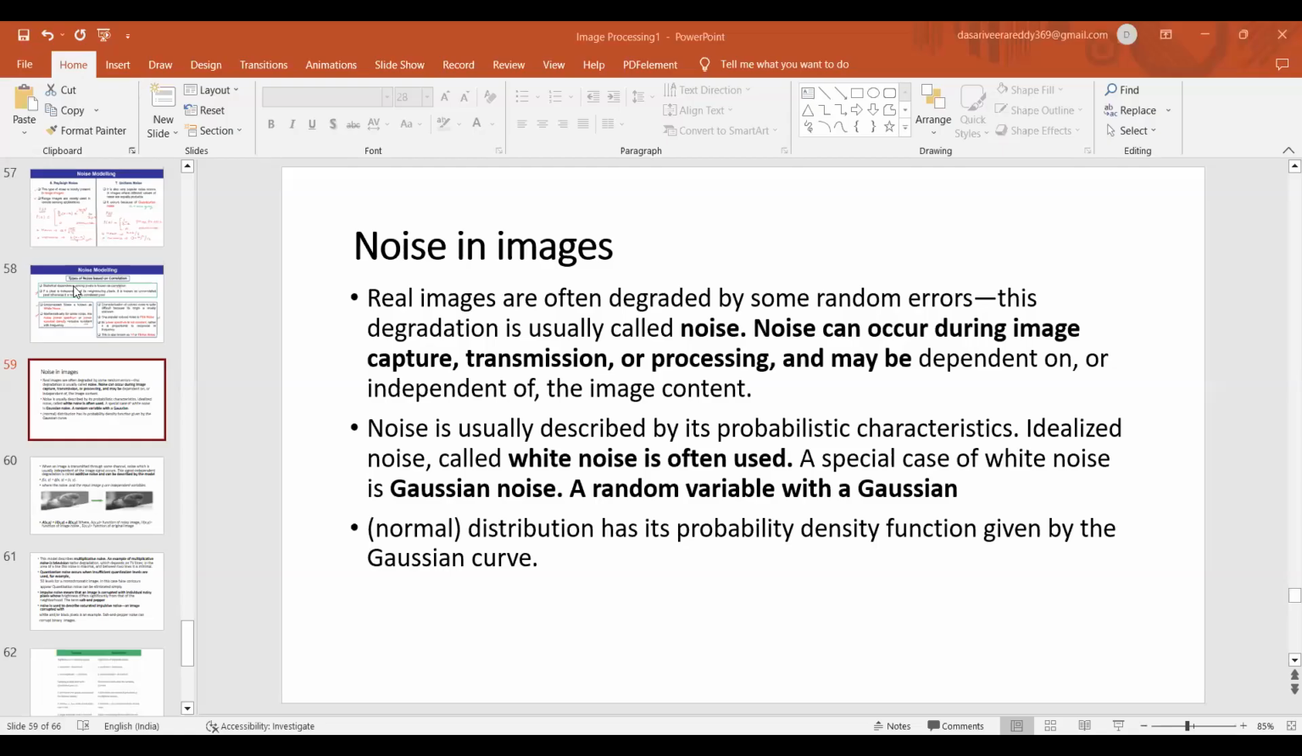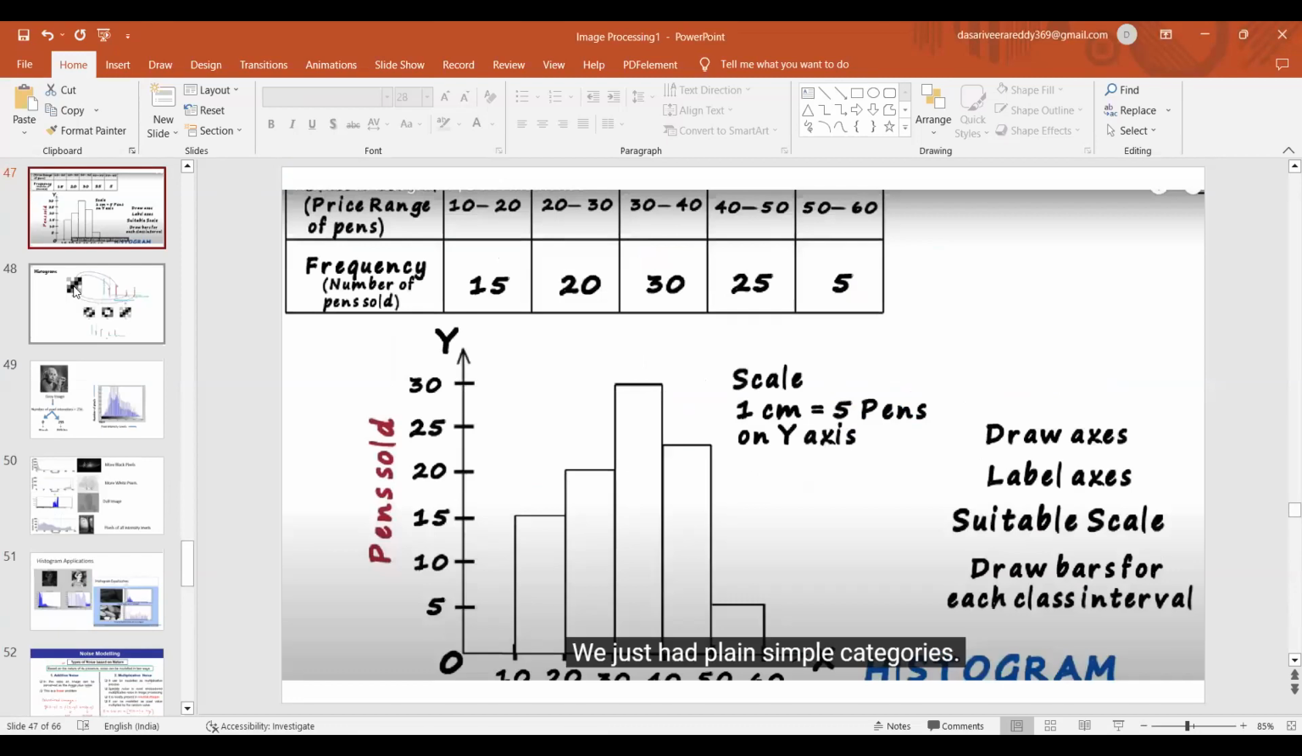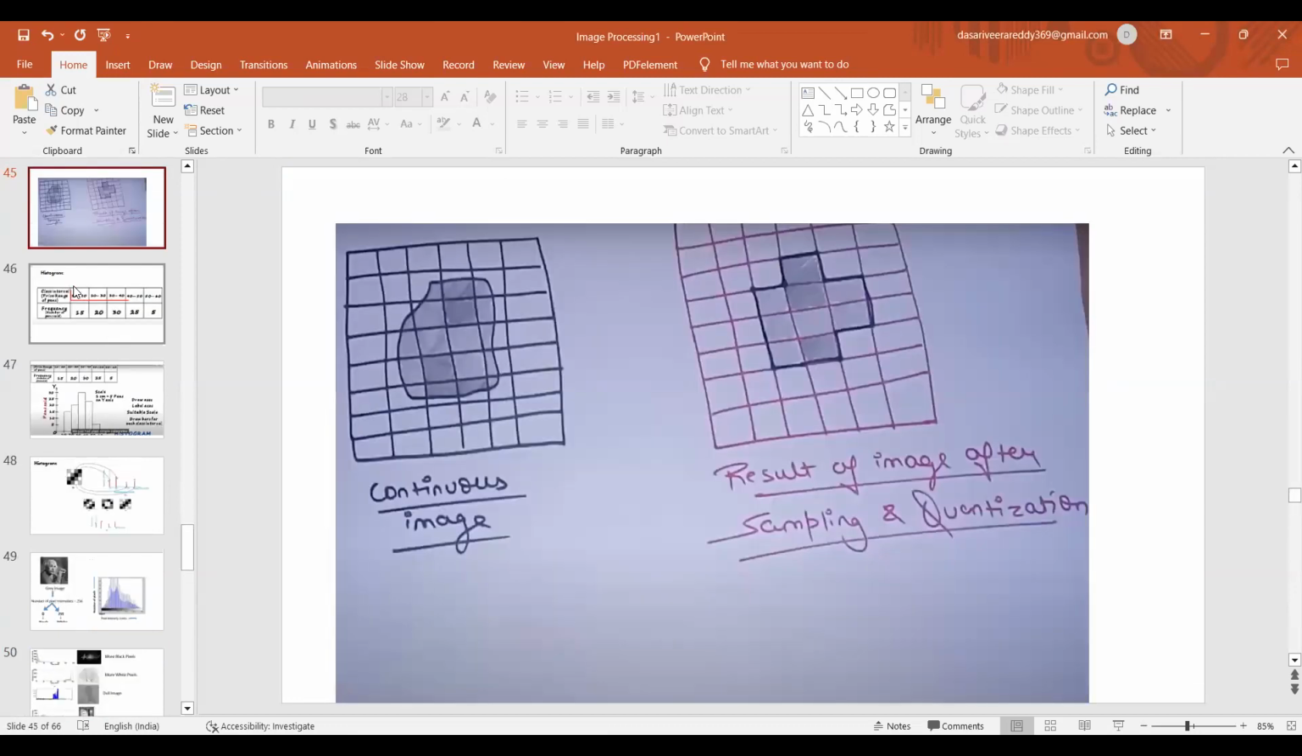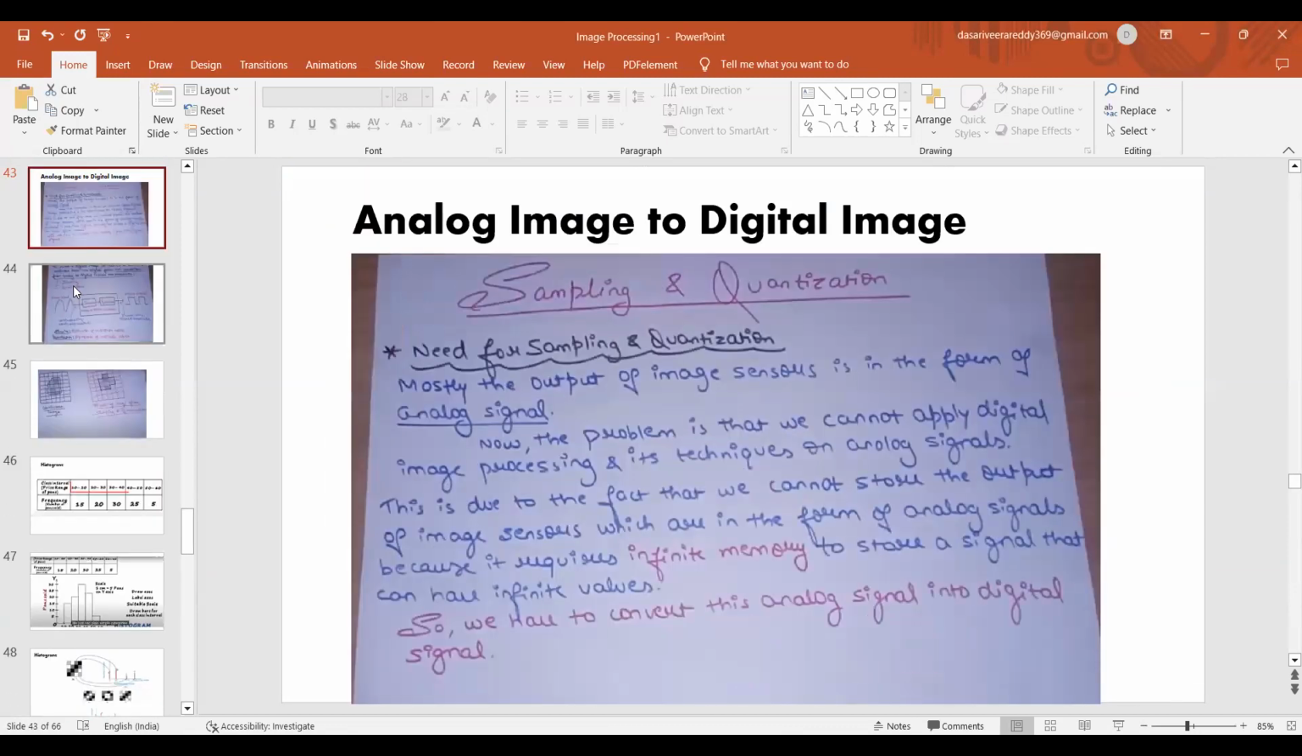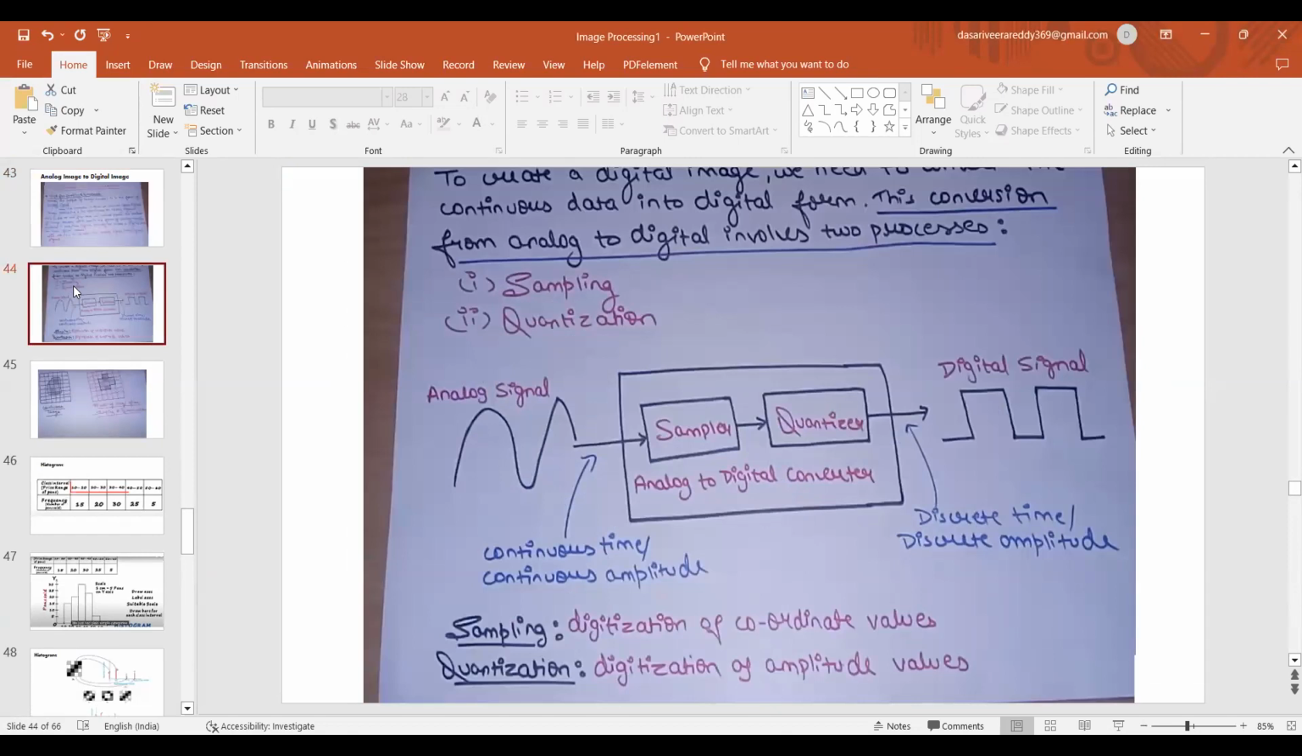Sampling, as I discussed yesterday, is simply digitization of coordinate values. You can see here that a sampler and a quantizer are needed while converting an analog image to a digital image.